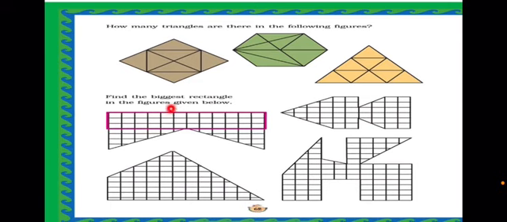Find the biggest rectangle in the figures below. So here some figures are given over here and we need to find out the biggest rectangle. So the first one has been already done. Now you all know very well that in a rectangle the opposite sides are equal. Over here you can see these 2 and these 2 are equal. So now over here this is the biggest rectangle.